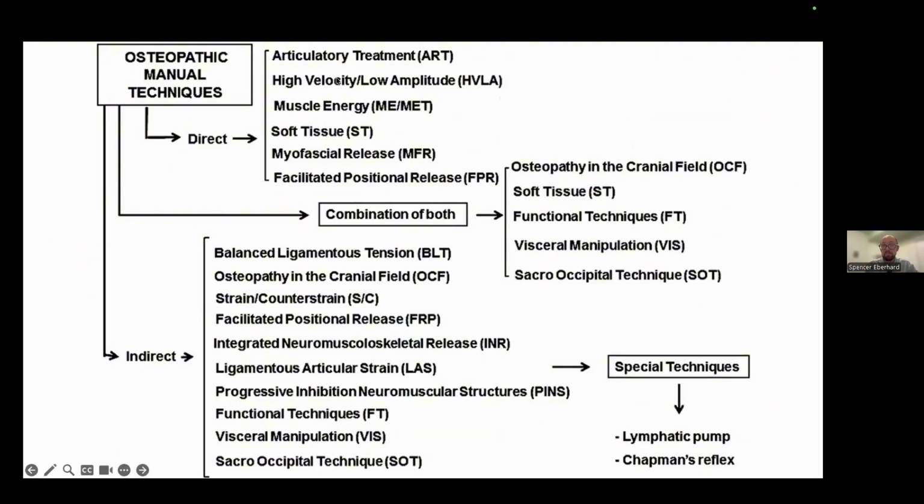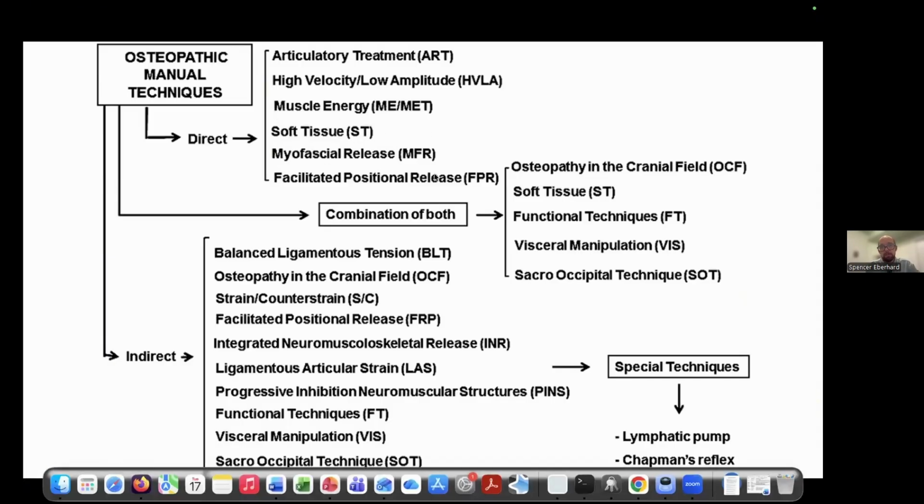So chiropractic focuses a lot on this more direct type of treatment, where you have people in physical therapy who have taken some of these other direct treatments and apply them a lot. Some of the physical therapists I've met have used muscle energy. They have used soft tissue treatments and myofascial releases in their treatments.